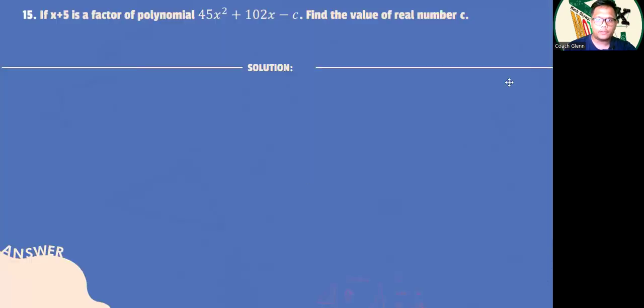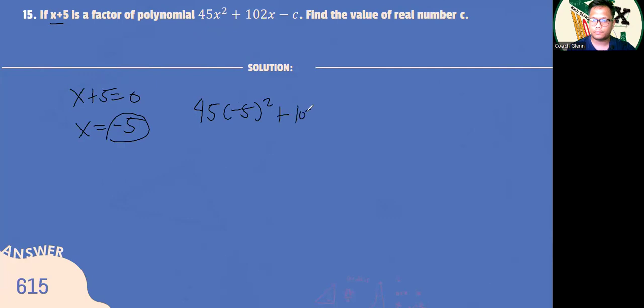If x plus 5 is a factor of the polynomial 45x squared plus 102x minus c, find the value of real number c. If a polynomial has a factor, then that means when x plus 5 is equal to 0, then x is negative 5. So if you substitute negative 5 to your polynomial, it should have a value of 0. So we just substitute that. It should be equal to 0. 45 times negative 5 squared, that's equal to 45 times 25. Okay, let's solve for that one first.